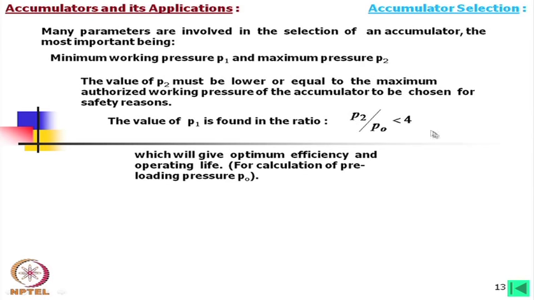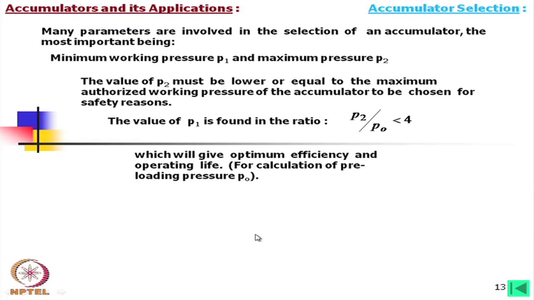Now, as I told you, it is less than 4, so one may think that P 0, that is the charge pressure, should be close to this one. But actually what it means is that if you measure the pressure of the bladder after charging, you may find that the pressure is some P 0 value. It will be less than the working pressure, but when the working pressure acts on that bladder or the gas or whatever is there, that pressure will rise. Okay. And it may rise a little above P 2. It is designed in that way, which will give optimum efficiency and operating life.